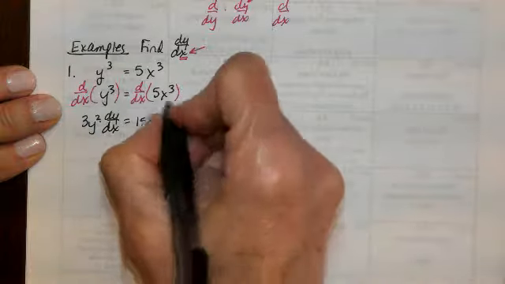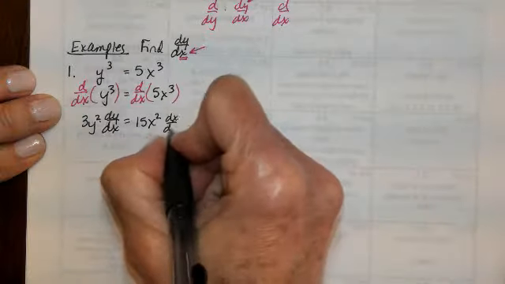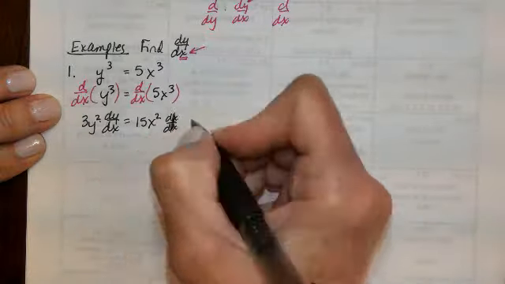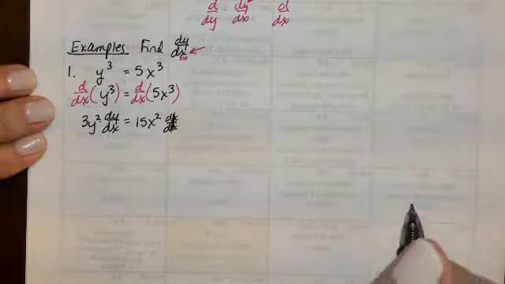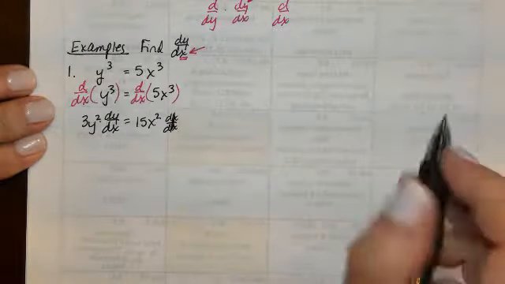If you really wanted to, you could say dx dx, but dx dx is just 1, right? So you don't have to write dx dx. But we could have been writing that the whole time, okay? Now we have this expression, all we have to do is to solve for dy dx. So I'm going to divide both sides by the 3y squared.